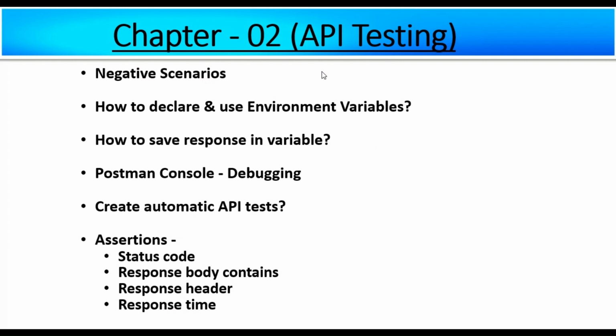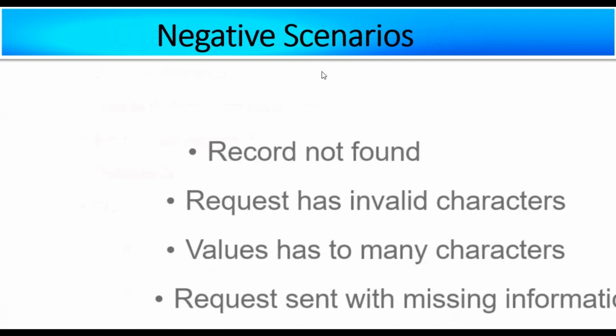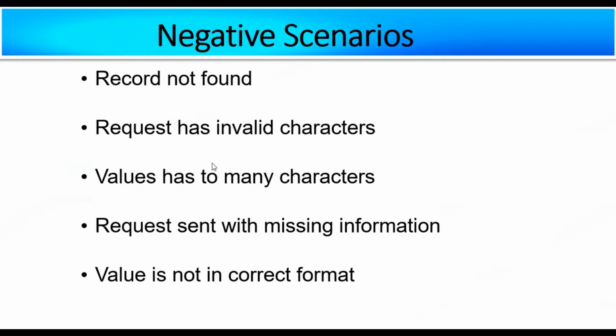With respect to that, we will create a couple of negative API requests in Postman. The first scenario is record not found. When we are requesting a record which is not there on the server, we will get record not found with the 404 status code. And the second scenario is when we are passing invalid characters in the request body. At that time we will get the 400 error with bad request.